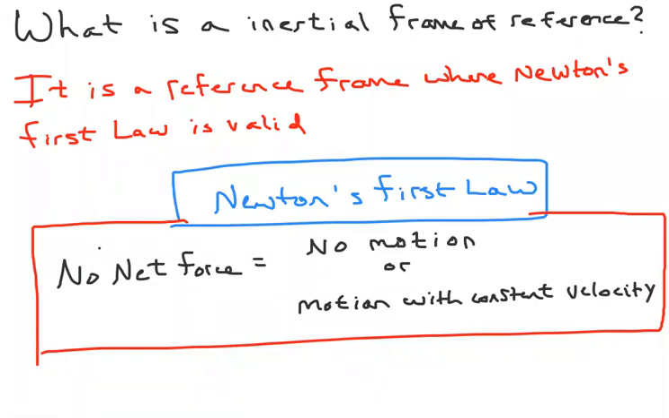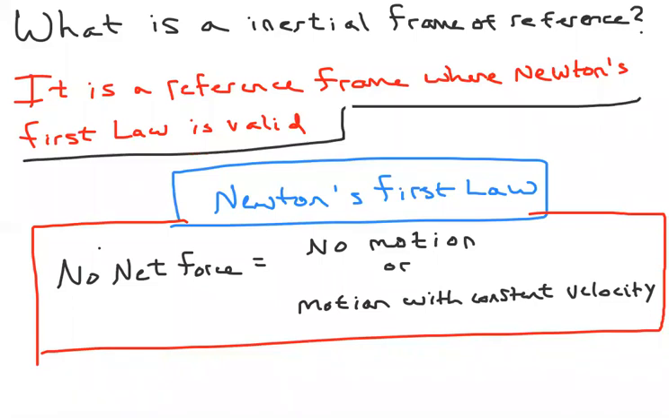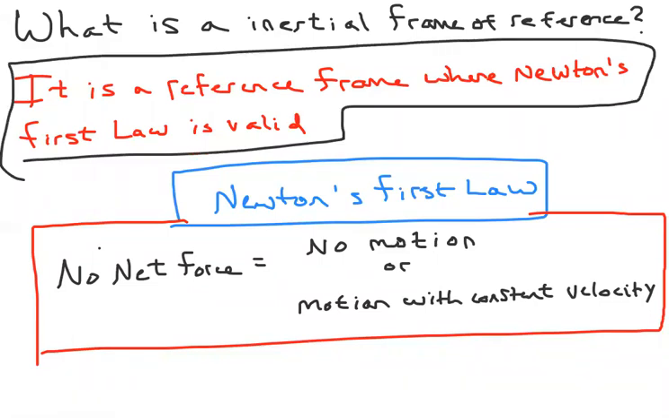So first of all, just to state it, when we ask what an inertial frame of reference is, it's a reference frame where Newton's first law is valid. That's the meat and potatoes of it. That's what an inertial reference frame is: a reference frame where Newton's first law is valid. But what does that mean? We'll figure it out.